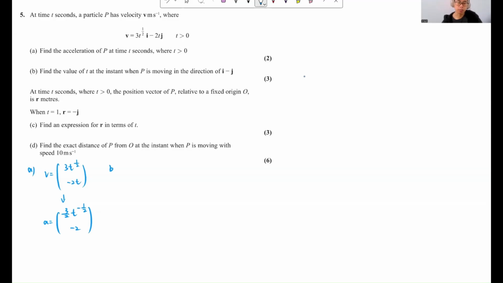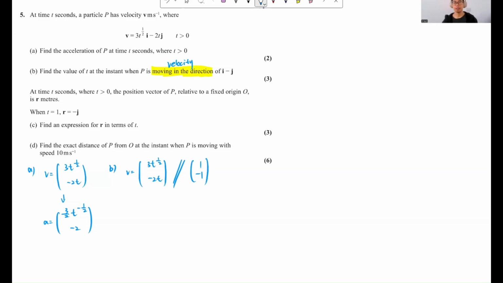And then for part B, find the value of t at the instant when P is moving in the direction of i minus j. Every time they're talking about the direction of motion, we always use the velocity vector. So it just means the velocity vector is parallel to i minus j. So the velocity vector, we have 3t to the power 1/2 i and negative 2t j, and it's parallel to i minus j, which is 1, negative 1.